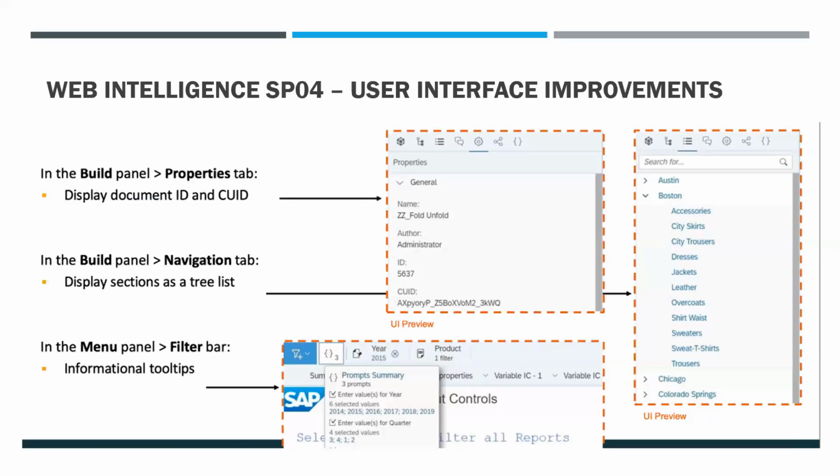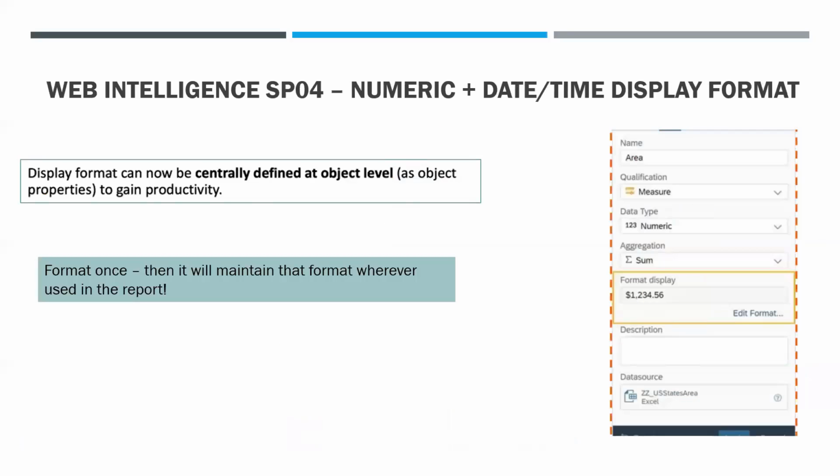They added some more user interface functionality. They added showing the name and the CUID in the document object navigation, and what else? Showing the filter bar information in reading mode as well.